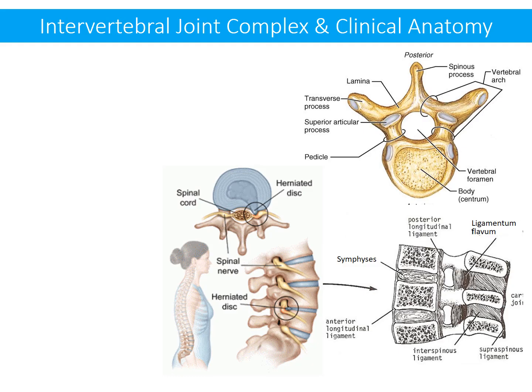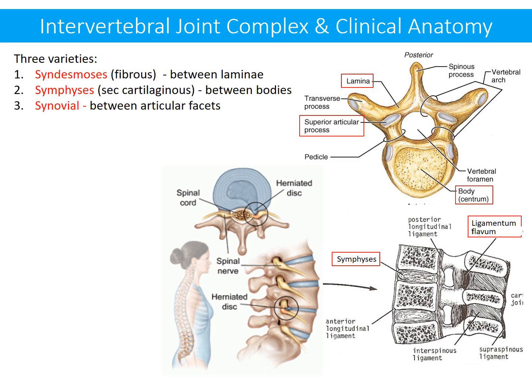Intervertebral joint complex and clinical anatomy. There are three varieties of joints between two vertebrae. Number one, syndesmosis, that is a fibrous joint present between the laminae. Second type, symphysis, the secondary cartilaginous joint present between the bodies. And number three, the synovial joints present between the articular facets of the upper and lower vertebrae.